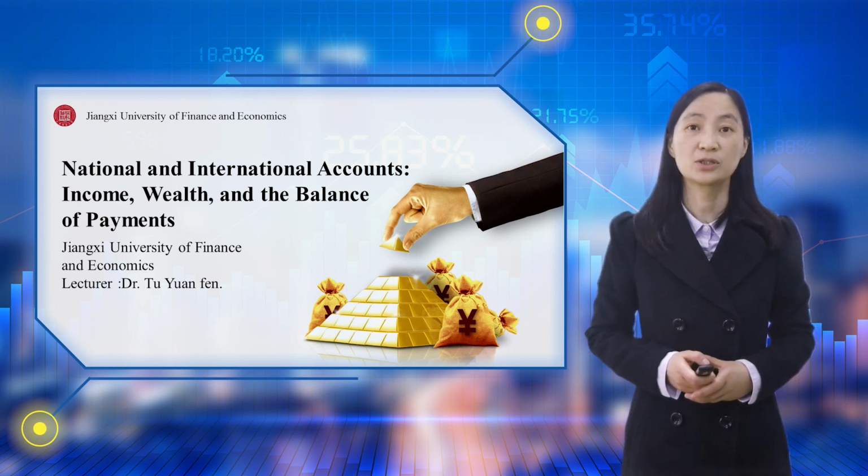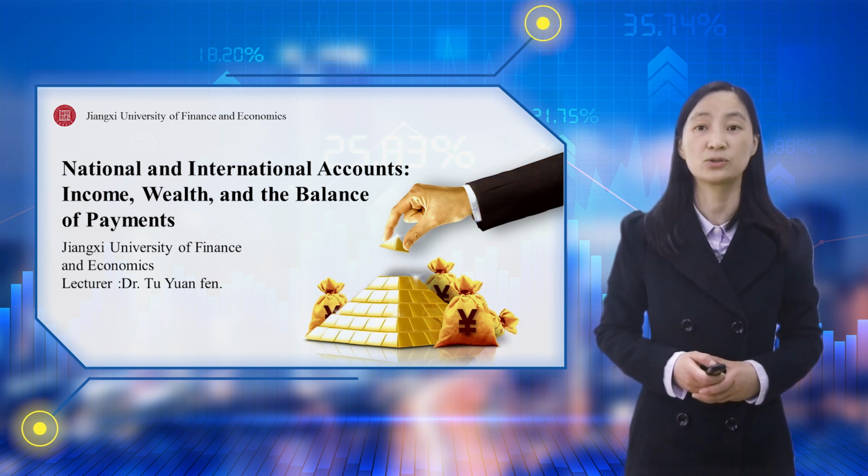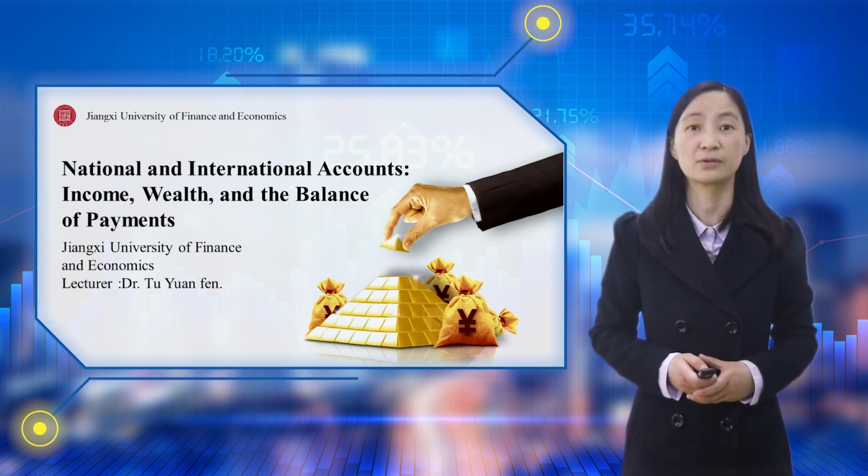Today, we will begin to learn Chapter 5, National and International Accounts, Income, Wealth, and the Balance of Payments. The goals of this chapter are to explain the international system of trade and payments, to discover how international trade in goods and services is complemented and balanced by a parallel trade in assets, and to see how these transactions relate to national income and wealth.